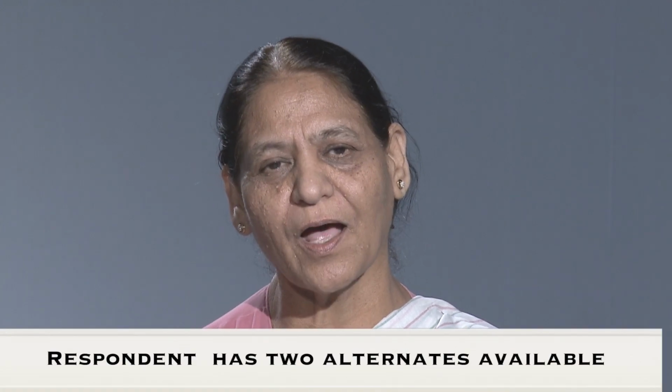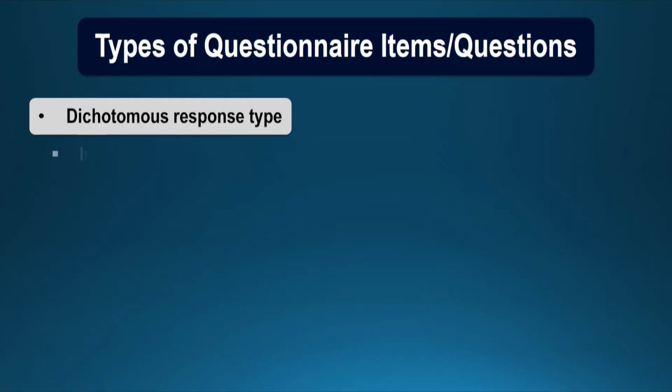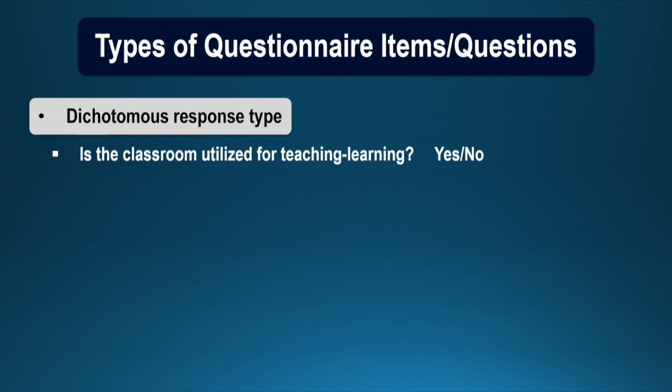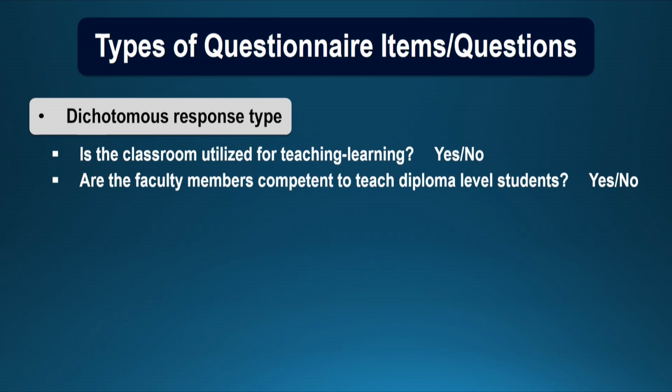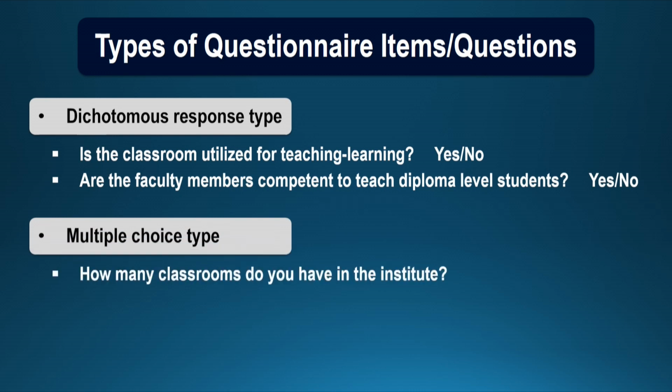the respondent has two alternatives available and he or she has to select one. For example, is the classroom utilized for teaching learning? Yes, no. Are the faculty members competent to teach diploma level students? Yes, no. There could be multiple choice type questions. For example, how many classrooms do you have in the institute? And the four alternatives include 0 to 5, 5 to 10, 10 to 15, and 15 to 20.